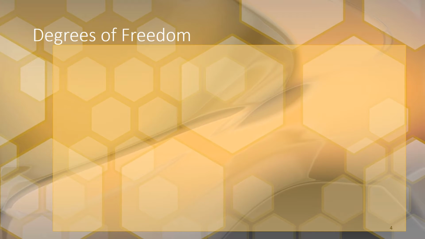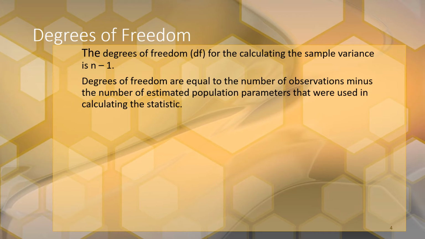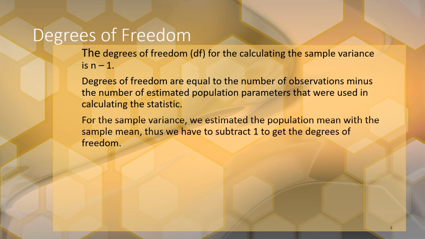So you might ask why we have to do n-1 instead of just n for the sample variance. And the answer is degrees of freedom. The degrees of freedom, or DF, for calculating the sample variance is the sample size minus 1. Degrees of freedom are equal to the number of observations minus the number of estimated population parameters that were used in calculating the statistic. For the sample variance, we estimated the population mean, that's a population parameter, with a sample mean. Thus, we have to subtract 1 to get the degrees of freedom.